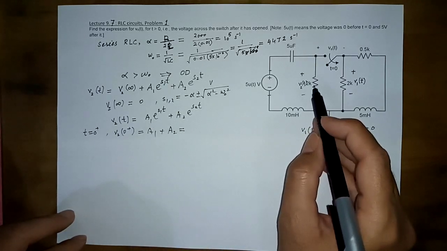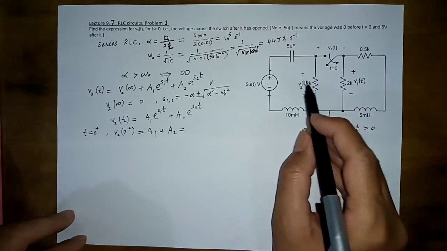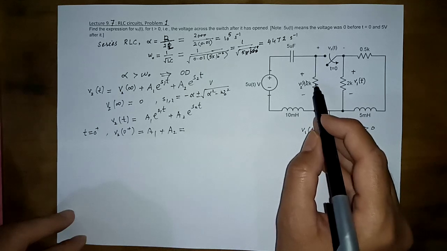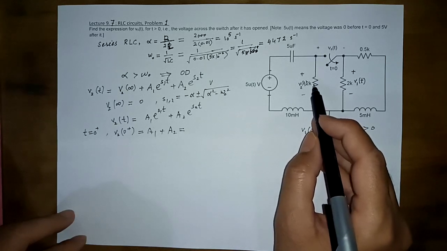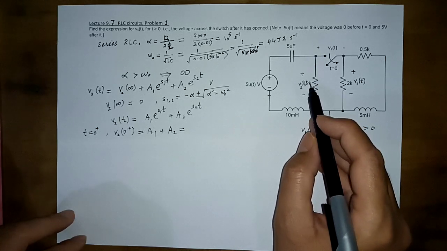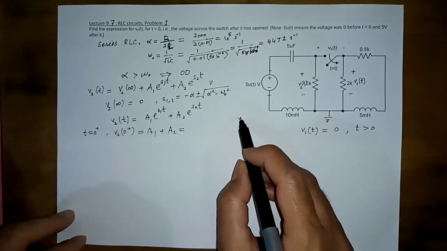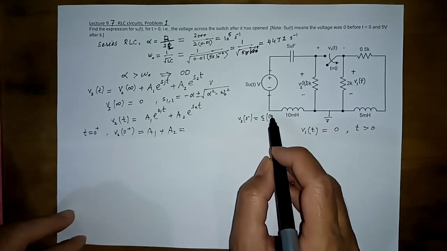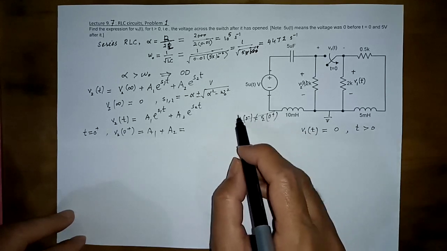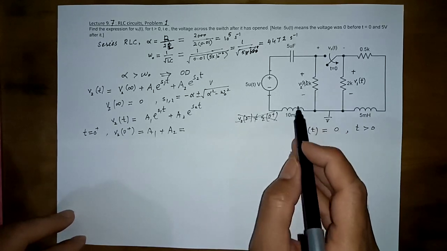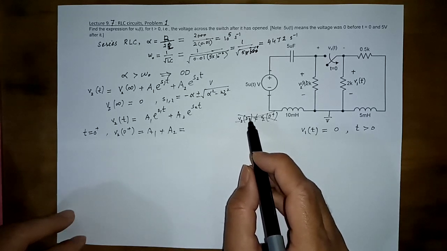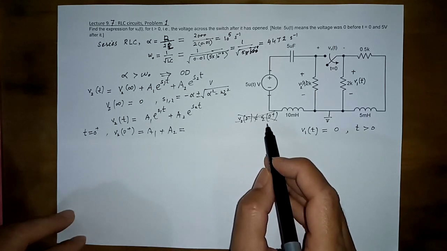So what is V2 at 0 plus? What is the voltage here just after switching? And this is one very important thing. This is not a capacitor or an inductor. So we cannot say the voltage is going to be the same, that V2 0 minus would be equal to V2 0 plus. No, this is not the case here. This is not a capacitor that we can say this. So V2 0 minus can be a different thing. V2 0 plus can be a different thing.